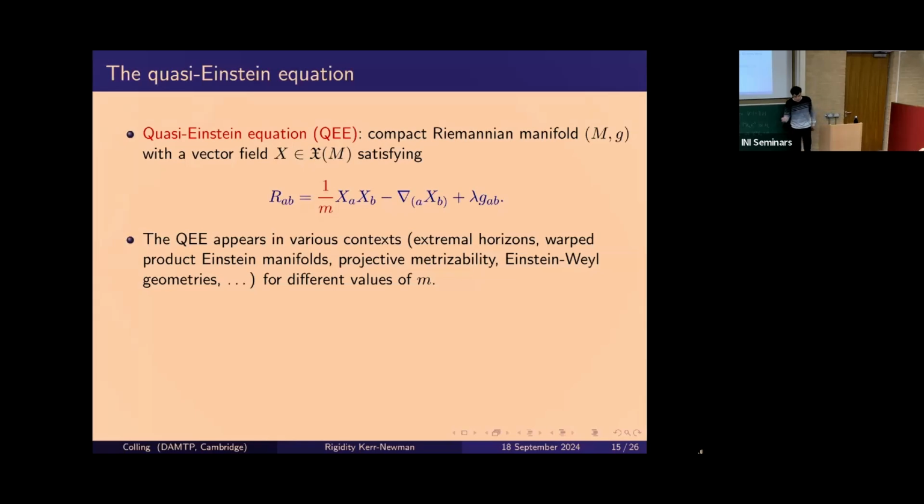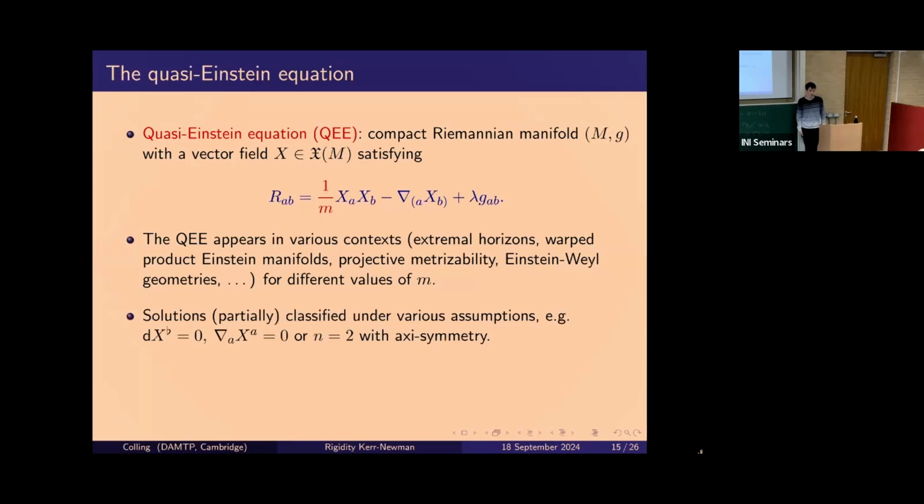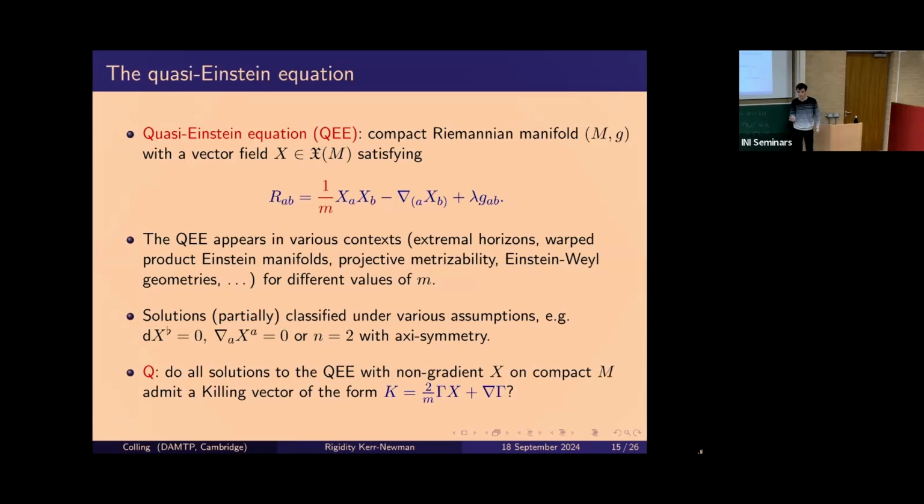And so solutions to this equation have been studied under various assumptions. For example, assuming that the one-form dual to X is closed, or that X is divergence free, or the 2-dimensional problem assuming axisymmetry. And in all of these cases, it was observed that there is a Killing vector of the following form. So for m equals 2, this is the same ansatz that we were using before. And for general m, it turns out that you have to put a 2 over m in front of the x term. And again, the question is, does every non-gradient solution on a compact manifold have such a Killing vector? And so by now it might seem obvious what to do.